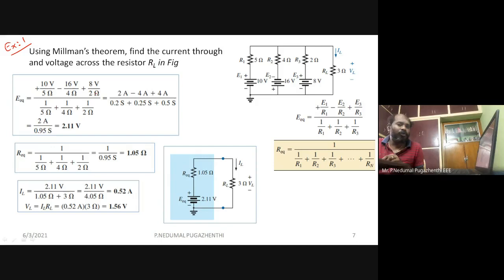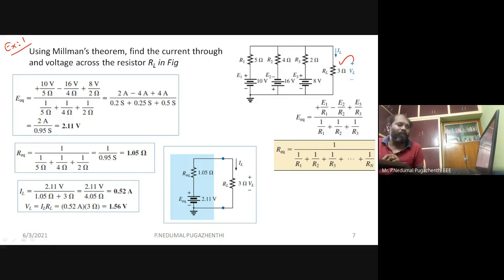I am going to use Millman's theorem to find the current through and the voltage across this load resistor, 3 ohms. This is RL. I will try to find the current passing through that resistor and the voltage across it. If I know the current, I can find the voltage also.